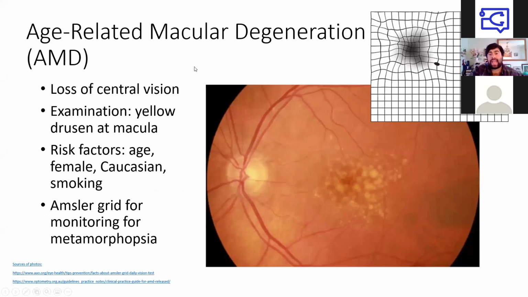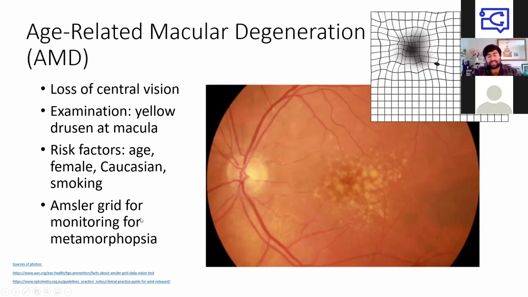AMD, age-related macular degeneration: patients will classically get a slow onset of loss of central vision. This is a nice photo. The links for the references for these photos are in the bottom left. You can see lots of drusen, these yellow deposits at the macula. Some of the important risk factors are advancing age, female sex, Caucasian ethnicity, and smoking. You would try and address those in the management.